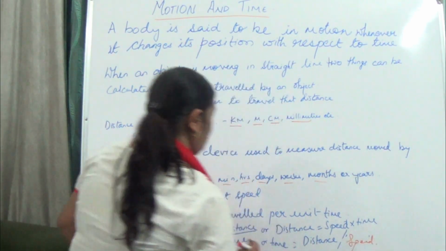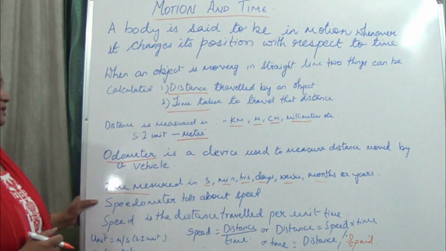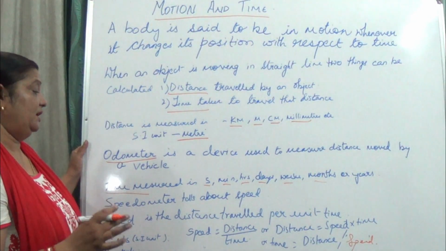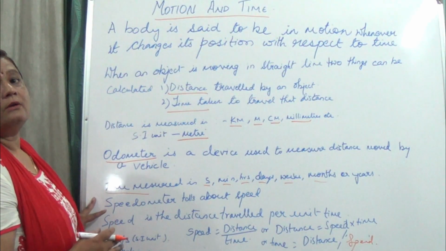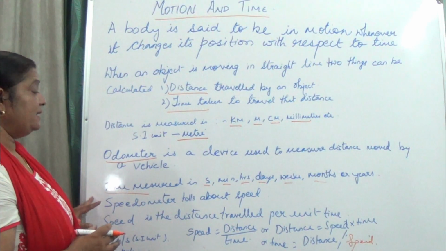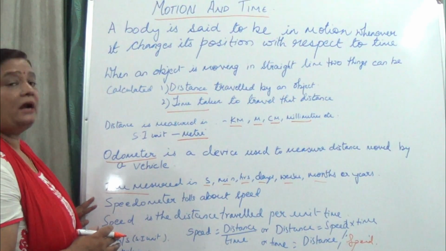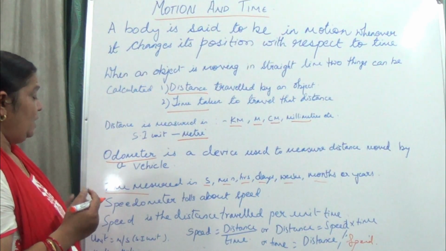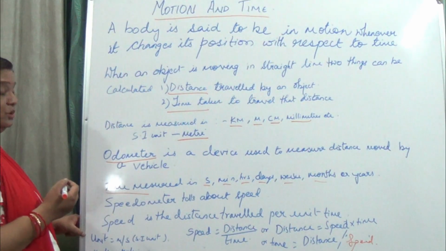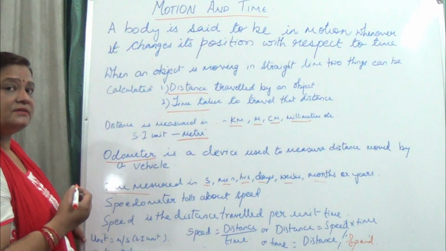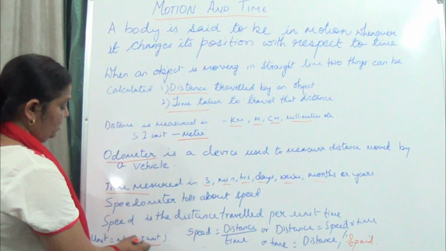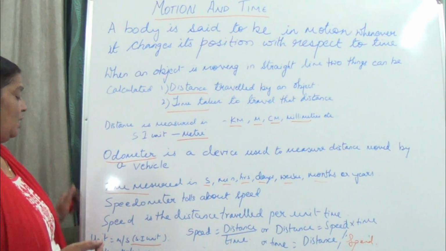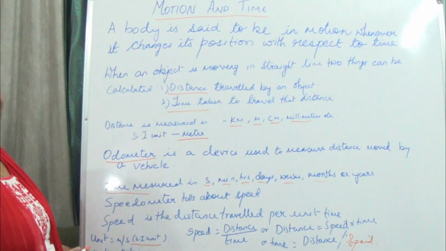Now, what is a speedometer? A speedometer tells about the speed of the vehicle. It is also on the dashboard of vehicles, and it tells at what speed the person is driving the car or any other vehicle. Now, what is the unit of speed? The unit of speed is meter per second, and this is the SI unit, which means standard unit. Other units can also be used, like kilometer per hour or kilometer per minute.